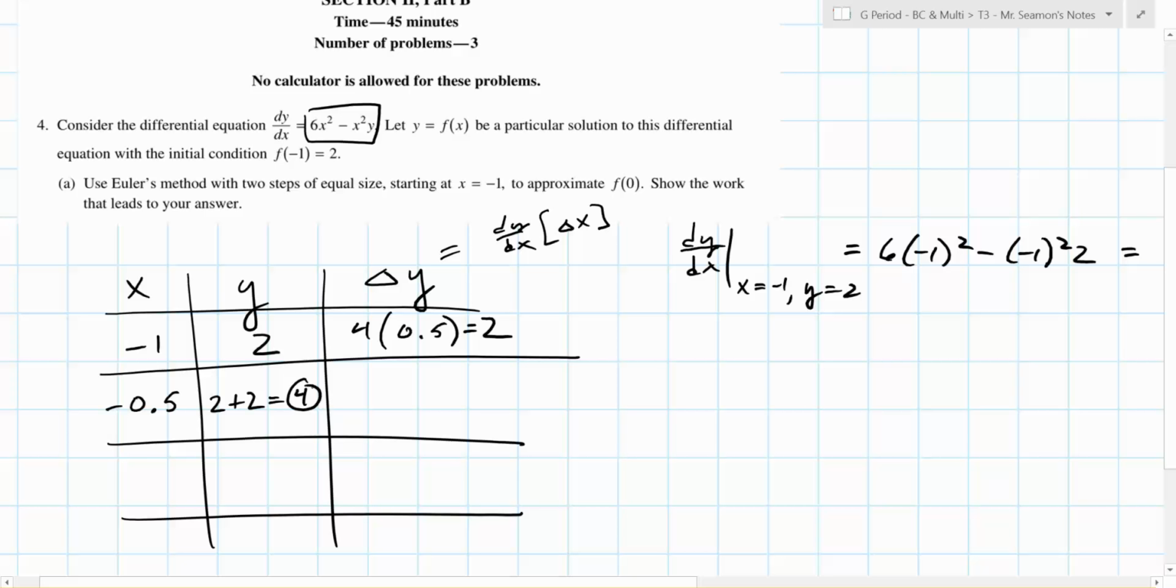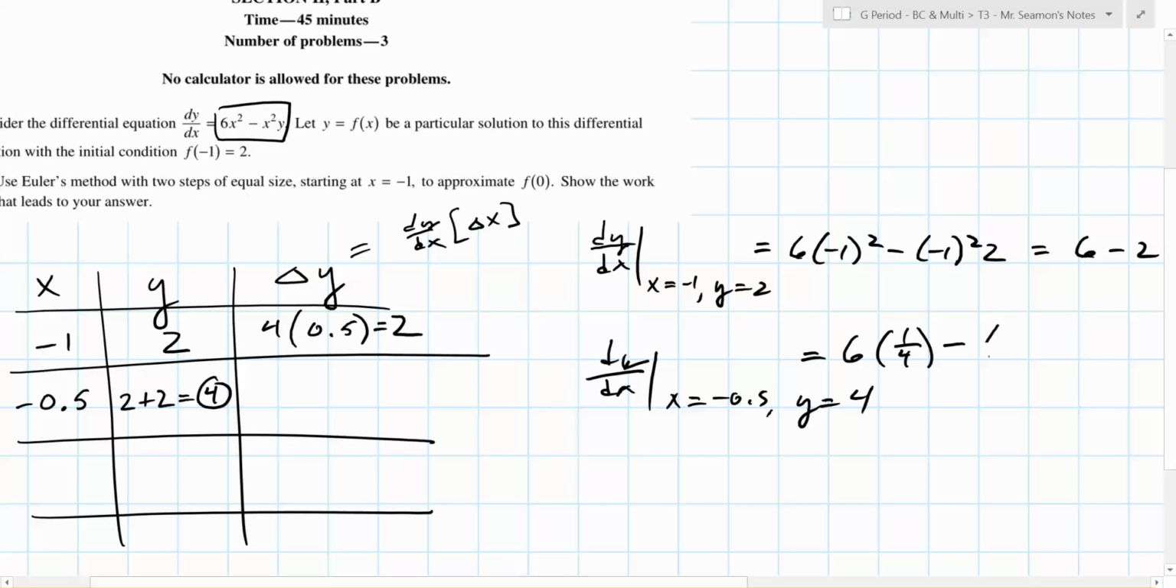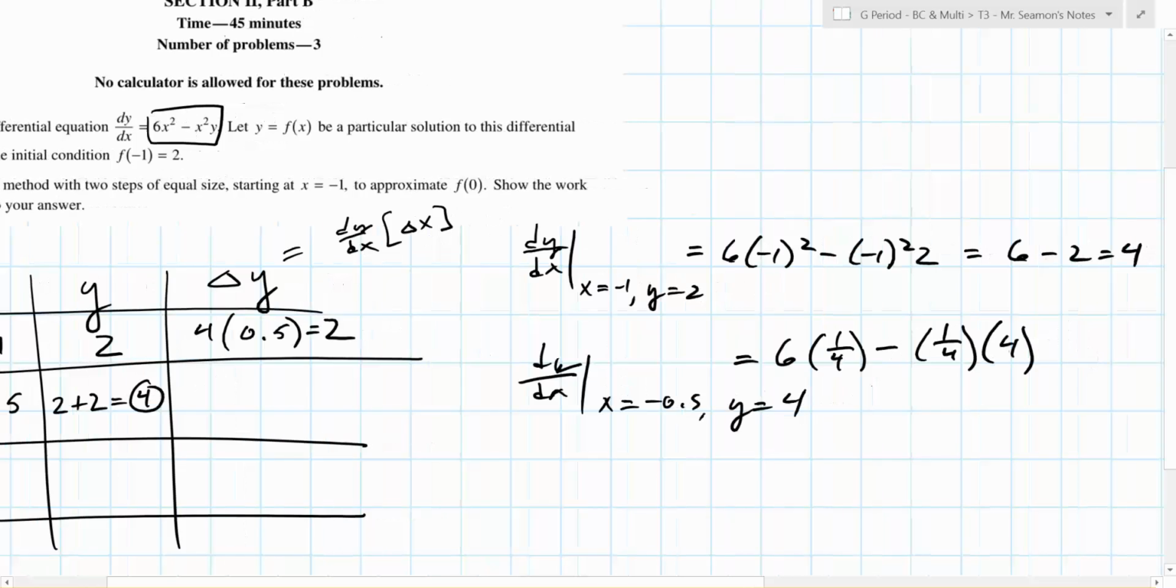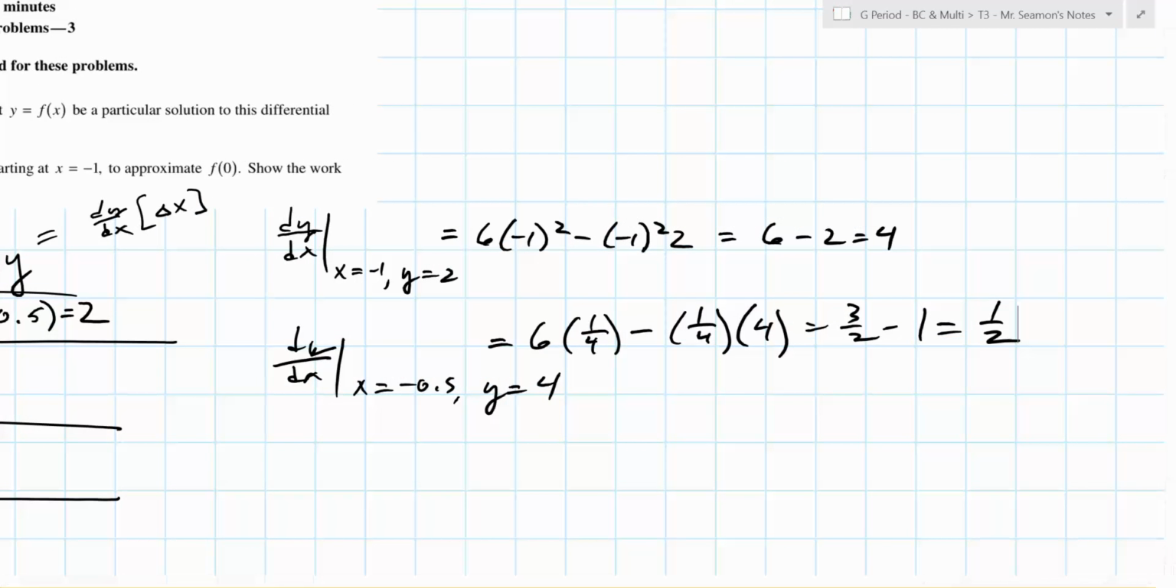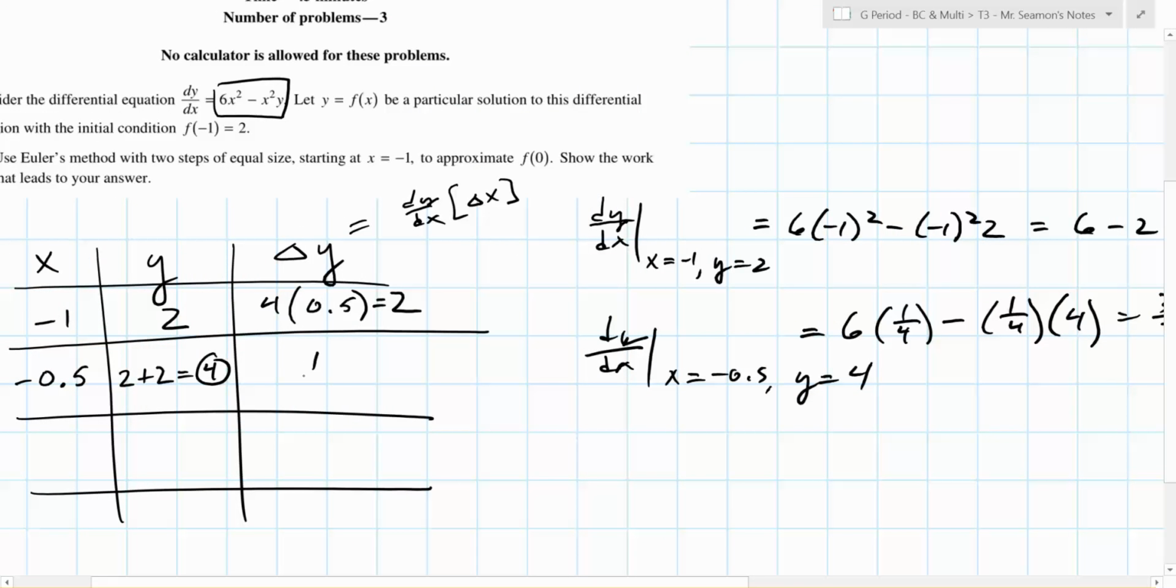So then you do the same thing, right? So you do dy/dx when x is negative 0.5 and y is 4. So you end up with 6 times 1/4 minus 1/4 times what? 1/4 times 4, right? So you end up with 3 over 2 minus 1, which is 1/2. Is that correct? Did I get that right? Yeah. Okay. So we end up with 1/2 right here.